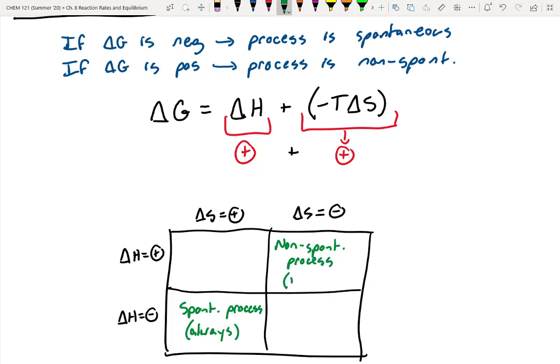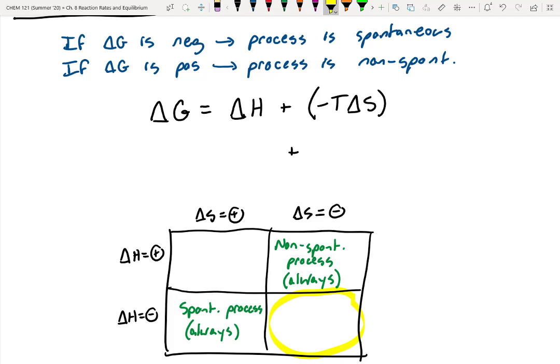And this is true always, right? It doesn't matter what the temperature is. A positive plus a positive is always going to give you a positive result, right? All right, now let's get into the tricky ones. Let's go into this lower quadrant right here.